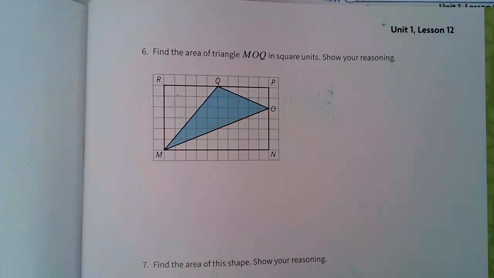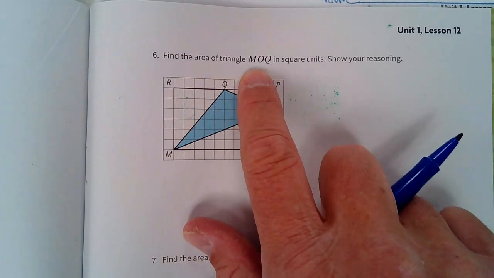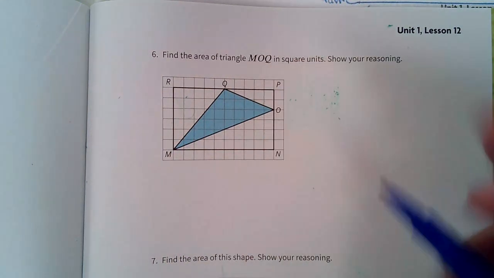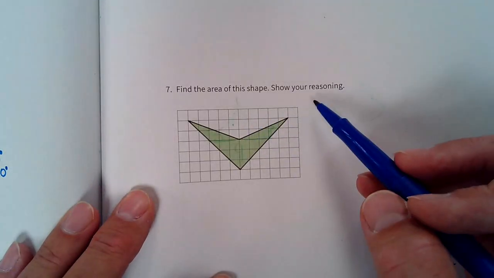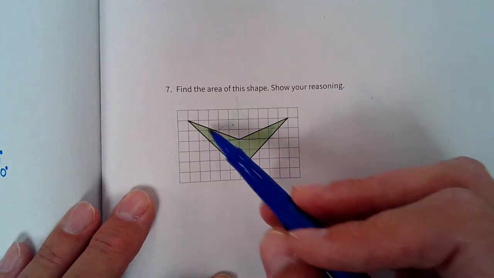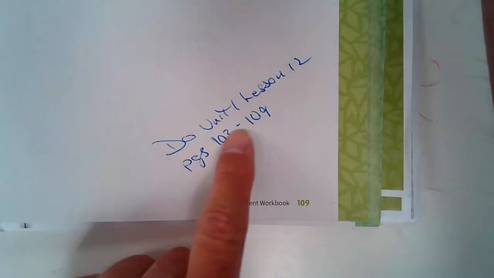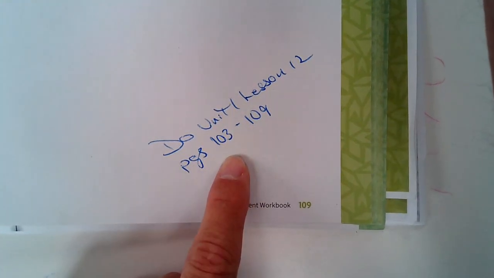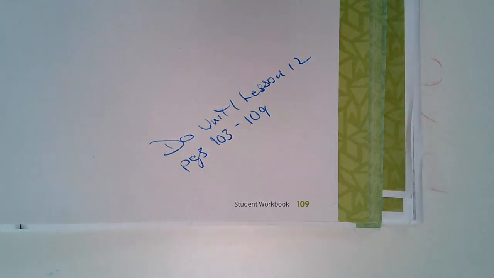All right, then, oh man, I'm just not going to have time. Find the area of triangle MOQ, and then find the area of this shape. You might want to cut these wings off a little bit and rearrange them. And so what I want you guys to do is work on Unit 1, Lesson 12, page 103 to 109. I'm going to call you up a group at a time, and I'm going to grade something in your workbook. And let me end this.